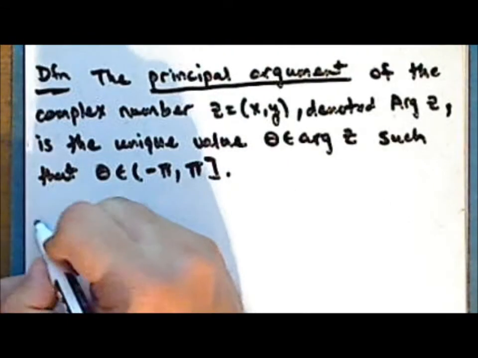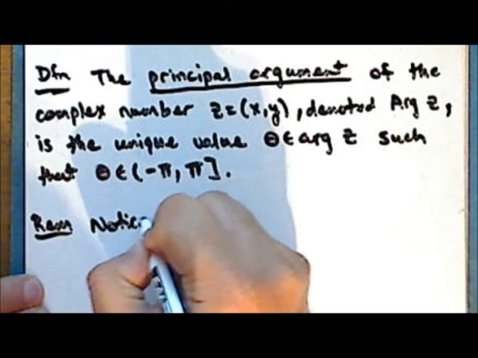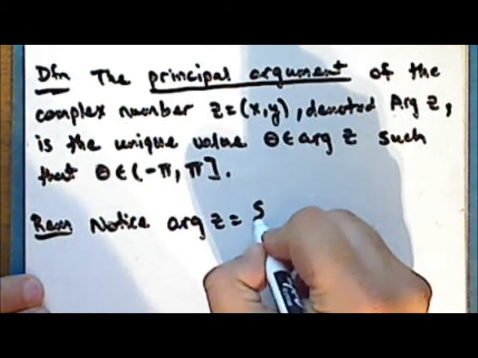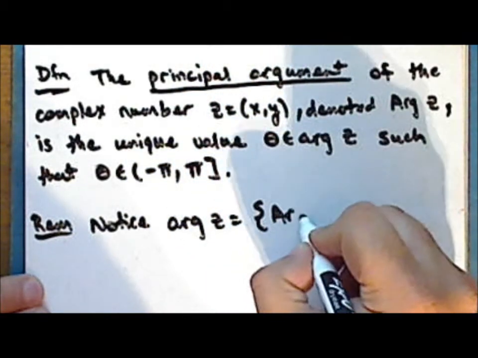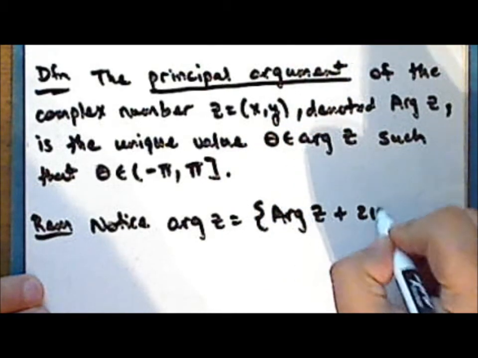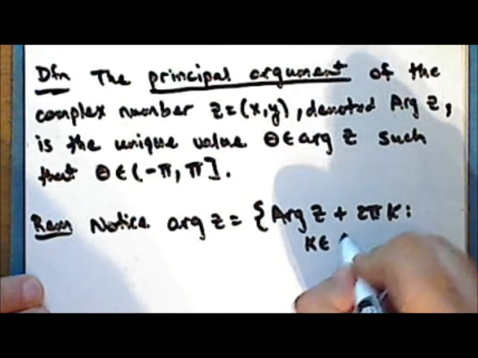So notice that the set of all arguments of z is the set consisting of the principal argument of z plus all integer multiples of 2 pi.